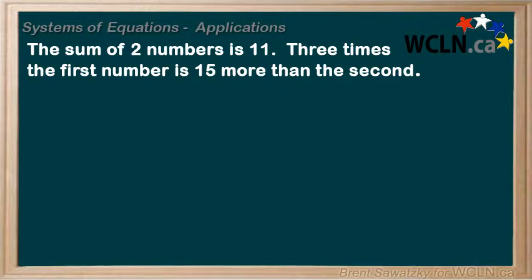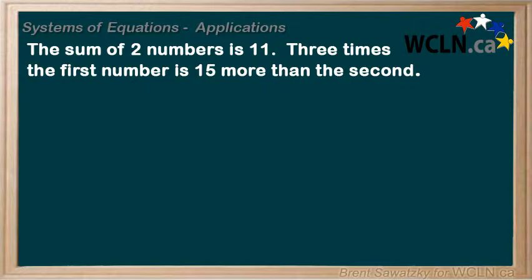The sum of two numbers is 11. 3 times the first number is 15 more than the second number. Find the numbers. So let's start by defining our variables.